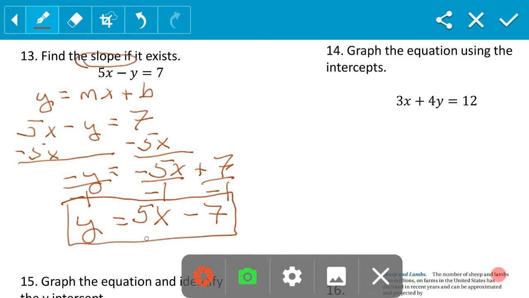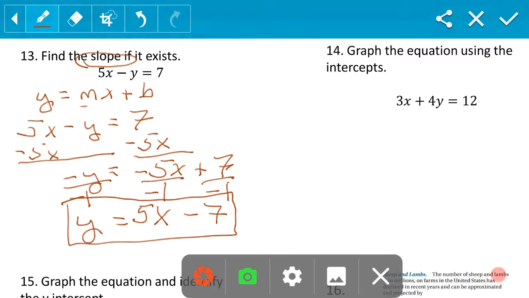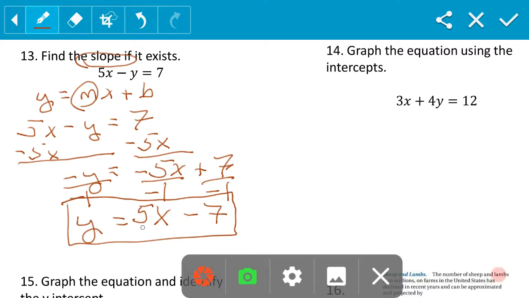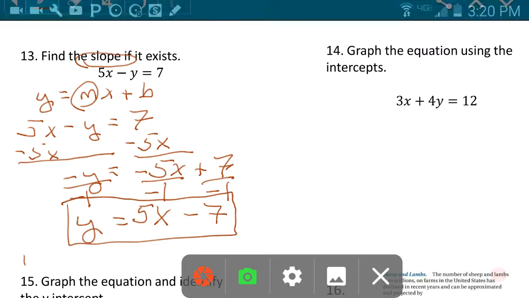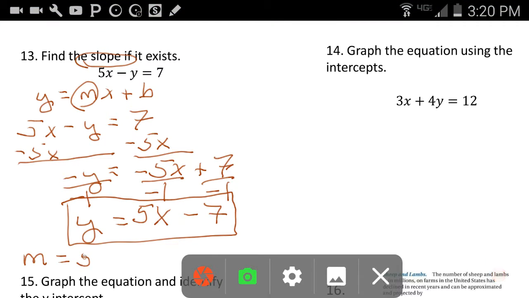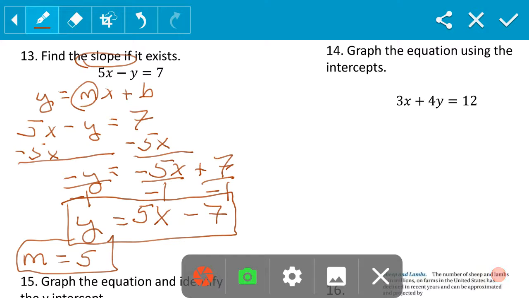It's asking for the slope, and the slope is whatever m is in front of x, and that is going to be 5. m equals 5. So be careful you're answering the question they ask.